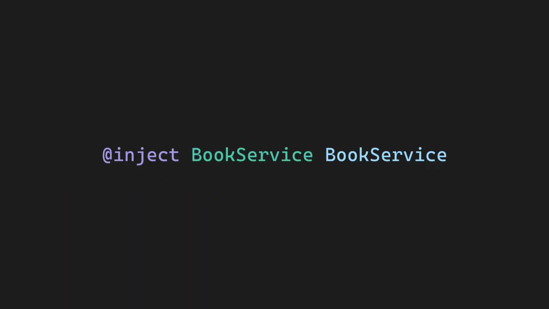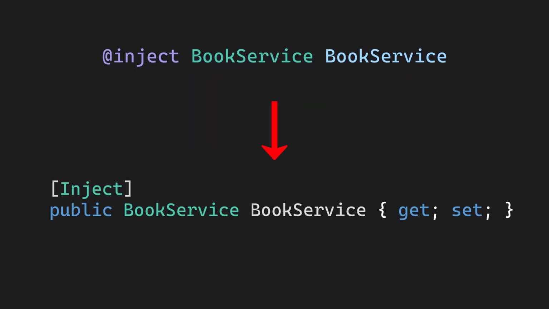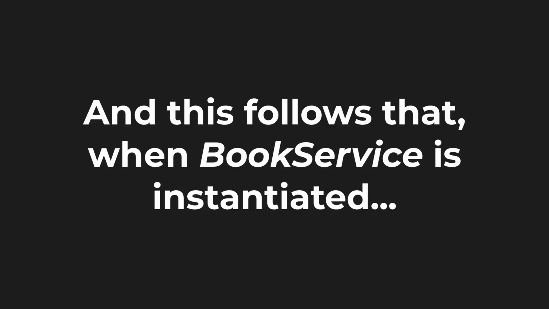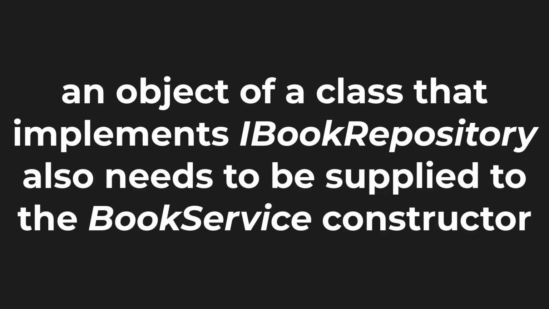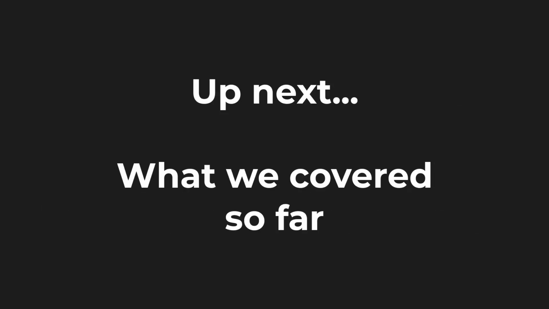Now the @inject directive that we used translates to the following code. So a property called bookService of type BookService with the inject attribute applied on it. So this means that any consumer, whoever is instantiating the Blazor component, needs to assign an instance of bookService to the bookService property. And this follows that when bookService is instantiated, an object of a class that implements iBook repository also needs to be supplied to the bookService constructor. In the next video, we will talk about what we covered so far.